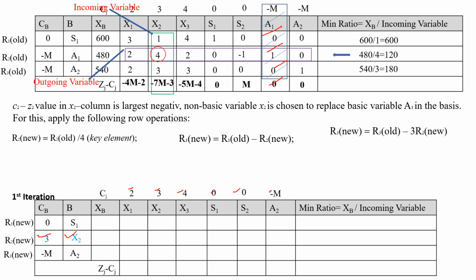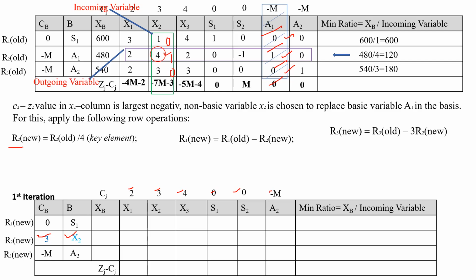Next we have to modify the coefficients of variables values by the following row operations, that is R2 new, which means in the new simplex table the second row equals R2 old divided by the key element. Here the key element is the 4, and the second row operation is R1 new equals R1 old minus R2 new, and the third row operation is R3 new equals R3 old minus 3R2. The motive of these row operations is that the A2 variable is leaving the basis and has coefficients 0, 1, 0, and the X2 variable is incoming to the basis, so its coefficients also have to be made 0, 1, 0 by the following row operations.